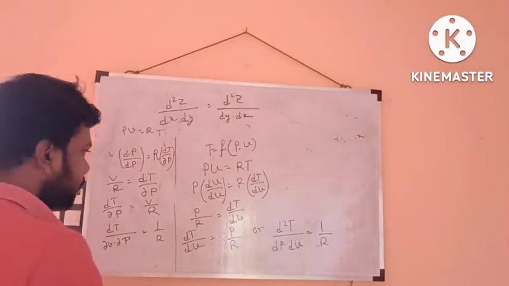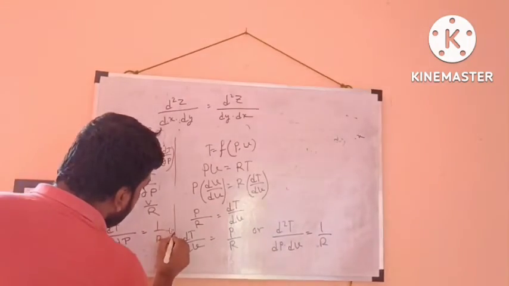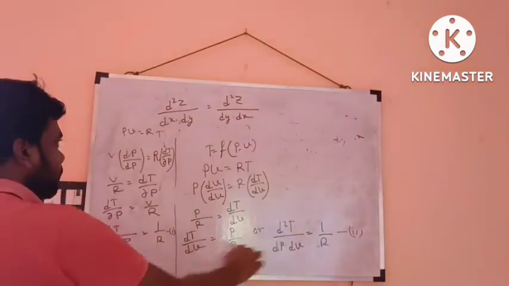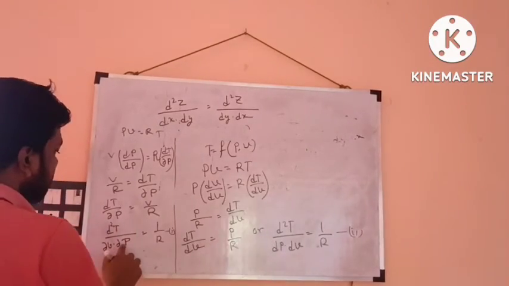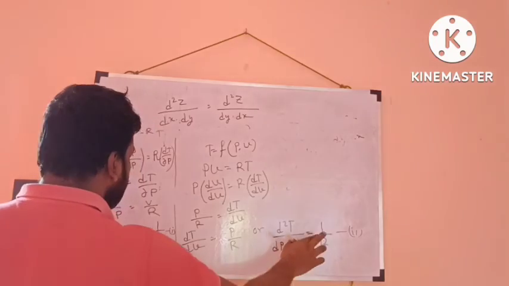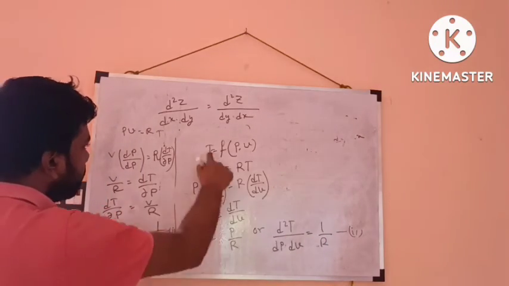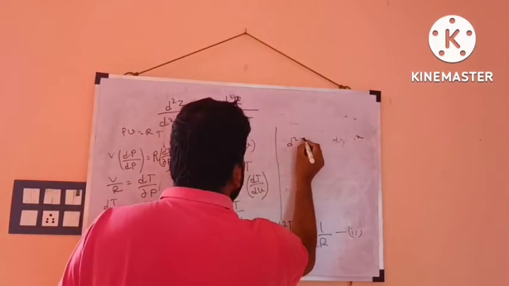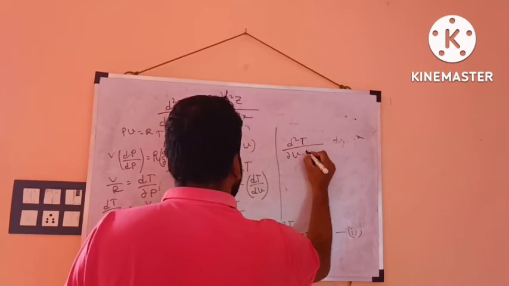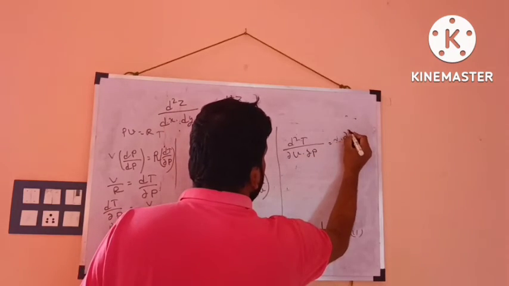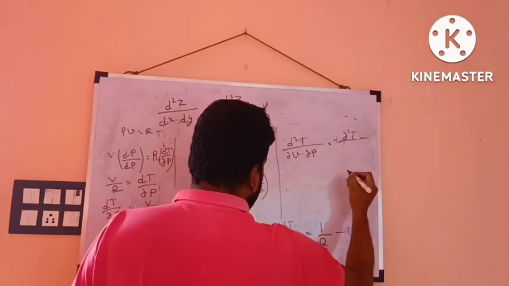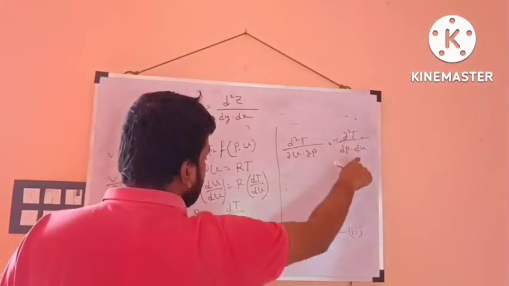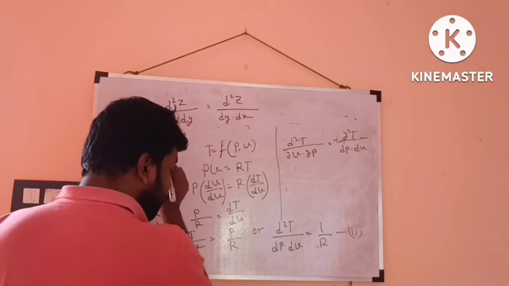So we can state that if we consider this as equation 1 and that as equation 2, the mixed second derivatives del square T by del V del P and del square T by del P del V are the same. So we can write that T is a state function.